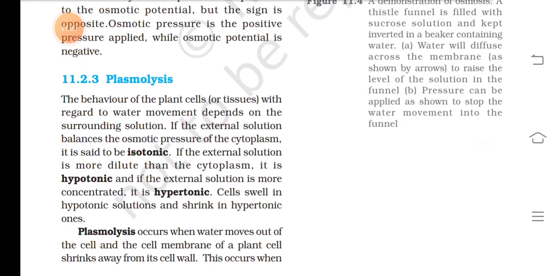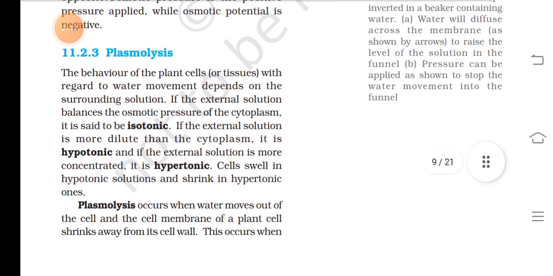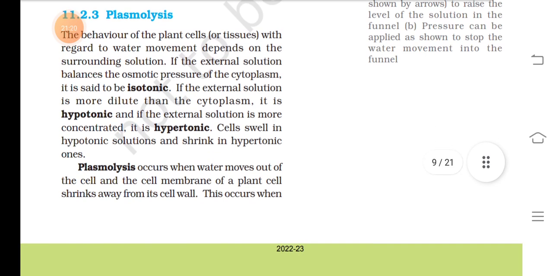11.2.3 Plasmolysis. The behavior of the plant cell or tissue with regard to water movement depends on the surrounding solution. If the external solution balances the osmotic pressure of the cytoplasm, it is said to be isotonic. If the external solution is more dilute than the cytoplasm, it is hypotonic, and if the external solution is more concentrated, it is hypertonic. Cells swell in hypotonic solution and shrink in hypertonic ones.